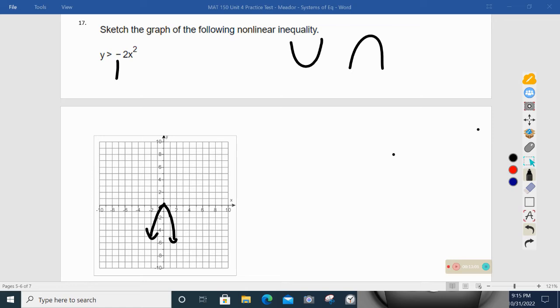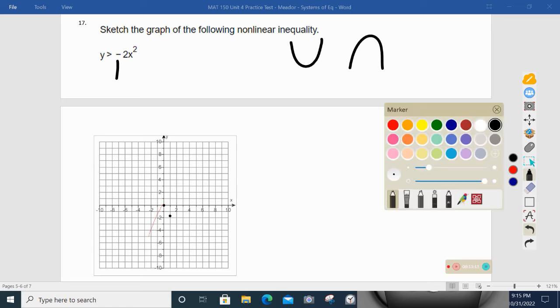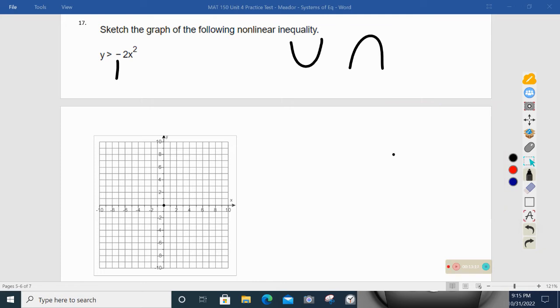Oh, but this is greater than. So let's back up. It doesn't have an equal to. So you need to make sure you change it to dotted. I don't know how to make this dotted on here. Give me a second. So you click 0, 0, click that. When you make your parabola, we need to change it. Make sure that goes to that point. All right, so this is the only way I know to make it dotted.